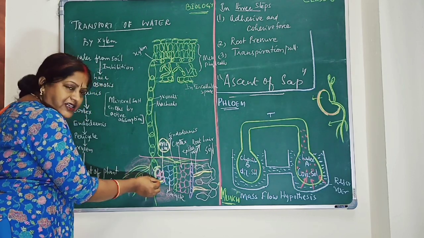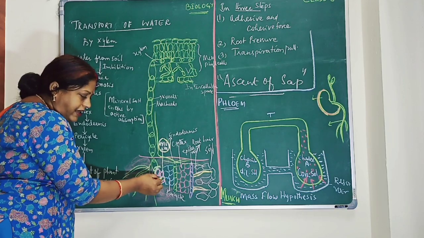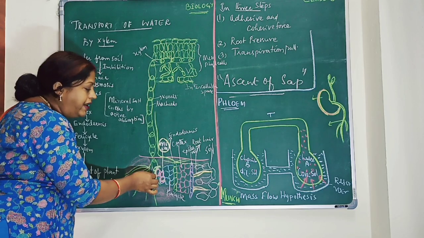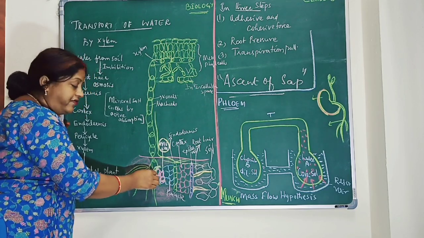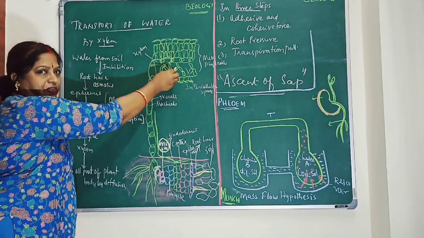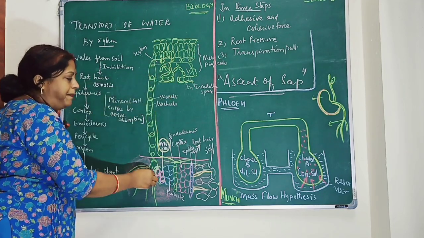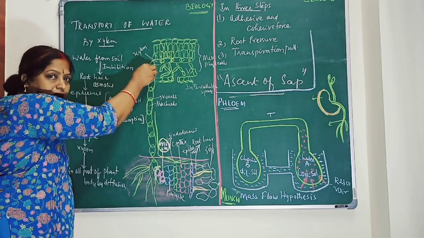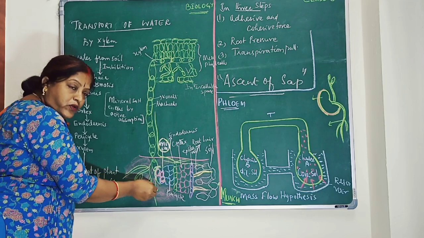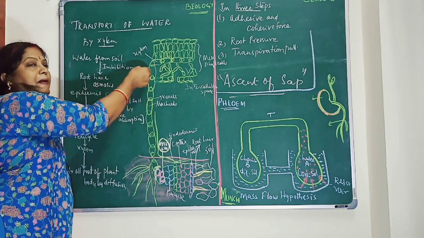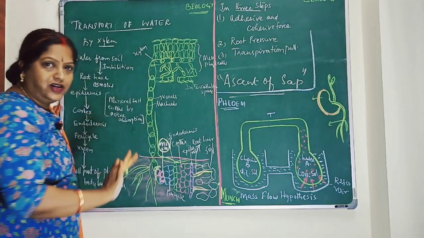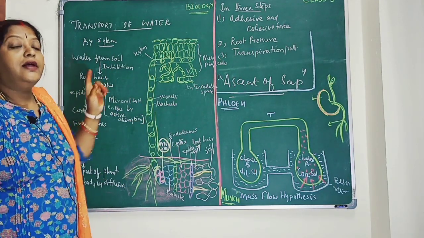Understood children? See, these are the xylems. This is lignin deposition on the xylem. And then from there the tracheids and vessels form a lignified wall till the leaves. You can see a pipeline connection is formed. So the movement of water from the roots to the parts of the plant above the soil is called ascent of sap. Understood?